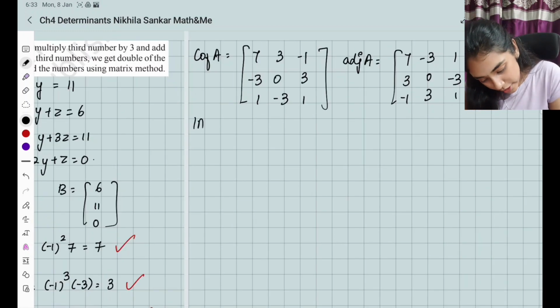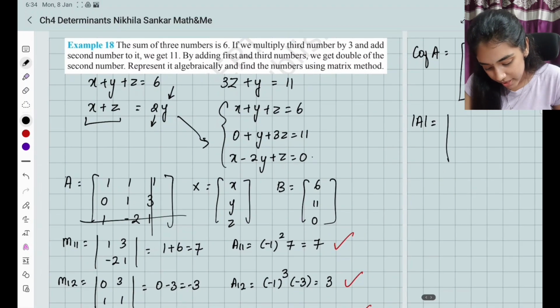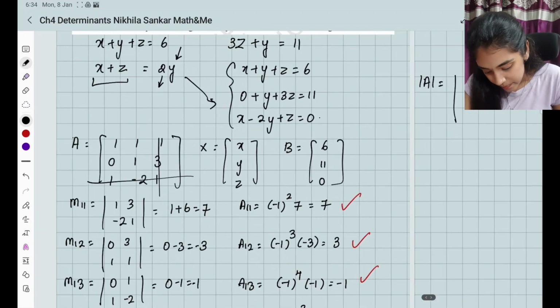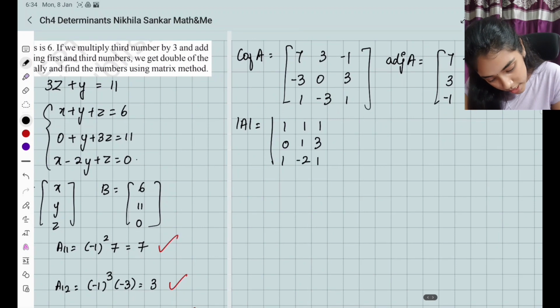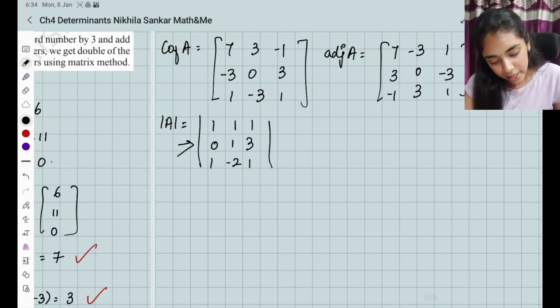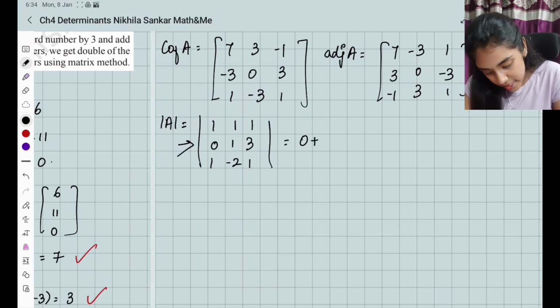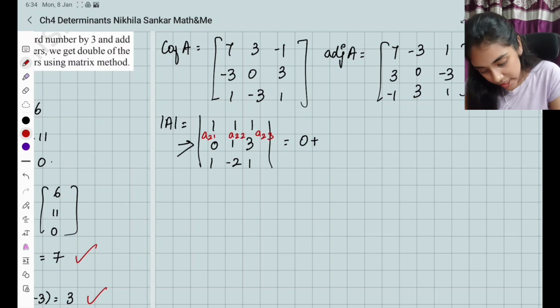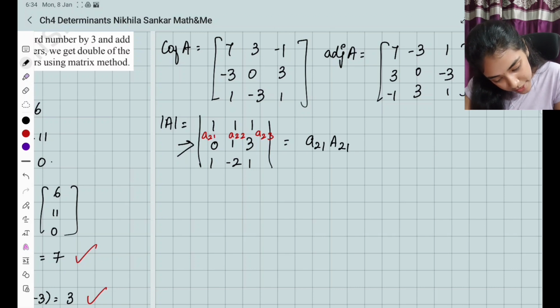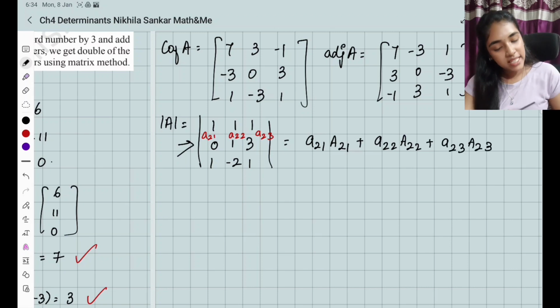Now let's find the determinant of A. So the determinant of A is going to be, what is the A matrix? 1 1 1, 0 1 3, and last row 1 minus 2 1. Okay, so I'm going to find the determinant along the second row now. Taking the second row, you have 0 plus, these are all going to be a21, a22, a23, right? So I'm going to do it along row 2. What property have we learned? Do you remember? a21 times capital A21 plus a22 times capital A22 plus a23 times capital A23. Can we find the determinant like this?